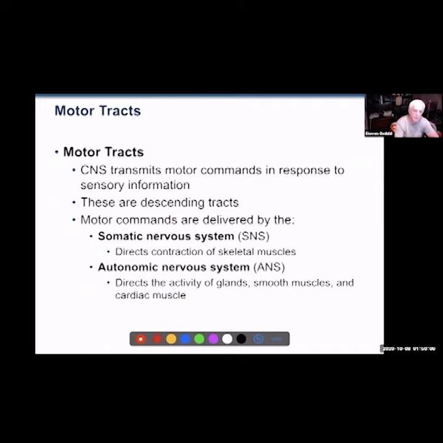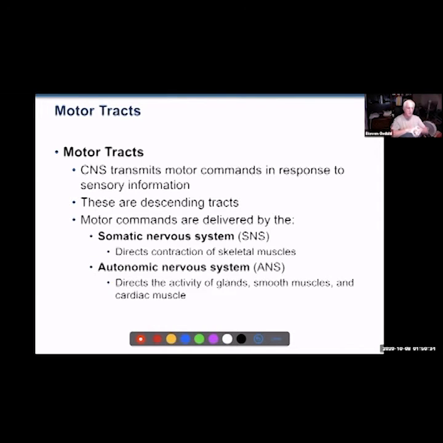Okay. Motor tracts. Motor tracts are the exact opposite. They're going out of the spinal cord. Sensory tracts are coming in, motor tracts are going out. The central nervous system transmits motor commands in response to all the sensory information. So all the input coming into your body, your brain votes on it and a response occurs. These are your descending tracts. These are your efferent tracts.